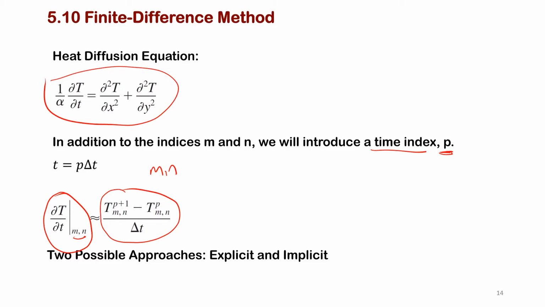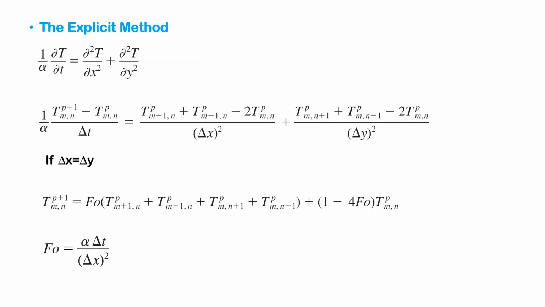So, the temperature at position m, n. Let's say this is the position m, n. We are measuring the temperature at two different times, at time p and at time p plus 1, and dividing it by the time increment, and that is equal to the time derivative. Okay, so that is the mathematical definition in the finite difference method.